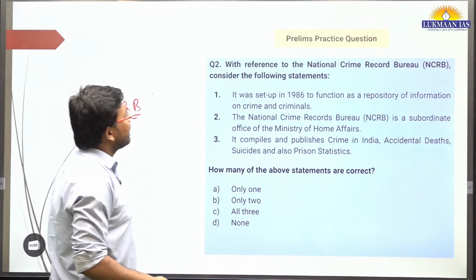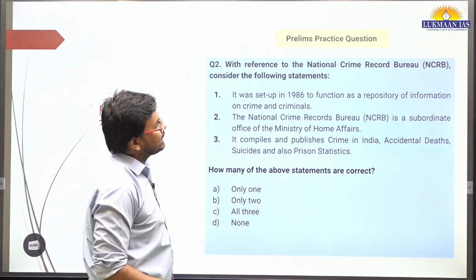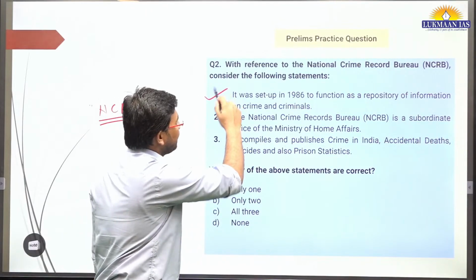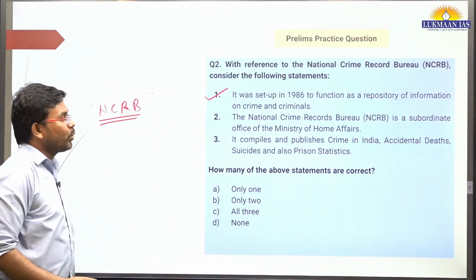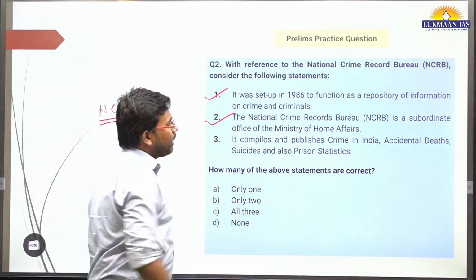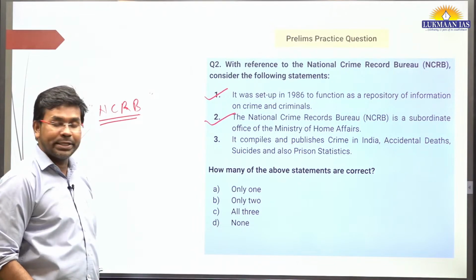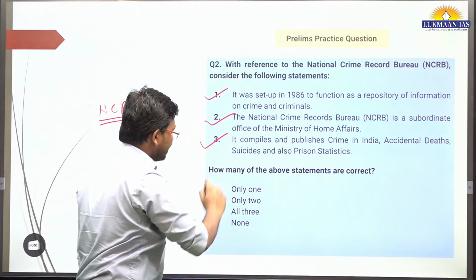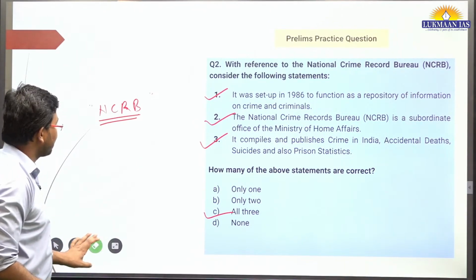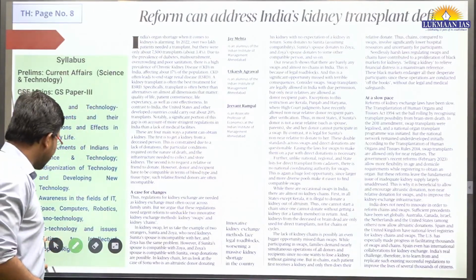It says, with reference to the National Crime Records Bureau, consider the following statements. It was set up in 1986 to function as a repository of information on crime and criminals. This statement is right. The National Crime Records Bureau is a subordinate office of the Ministry of Home Affairs. This is also right. It compiles and publishes crime in India, accidental deaths, suicides, and also prison statistics. This is also right. So all these statements are right, and the correct answer would be option C. Its explanation is given here; we can go through the explanation in free time.